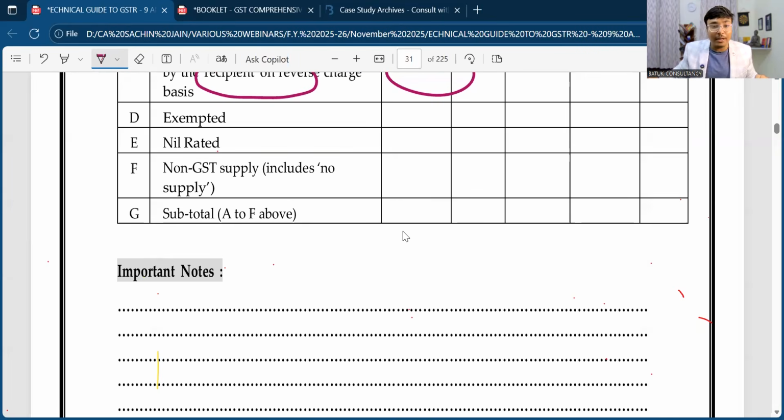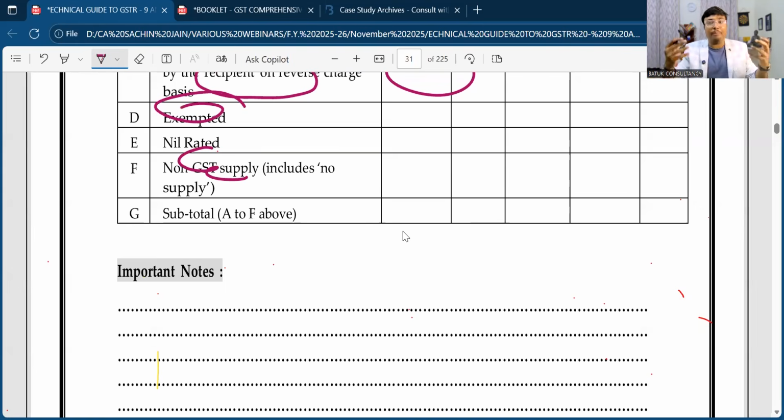Now, exempted supply, non-GST supply, nil rated supply, petrol, diesel, specific 5 petroleum product, that should be shown here. Your exempted supply includes your nil rated. Exempted supply means a specific supply which has been notified by the government as exempted, and a specific supply on which the rate has been prescribed as nil rate. The bifurcation should be given in this particular table.